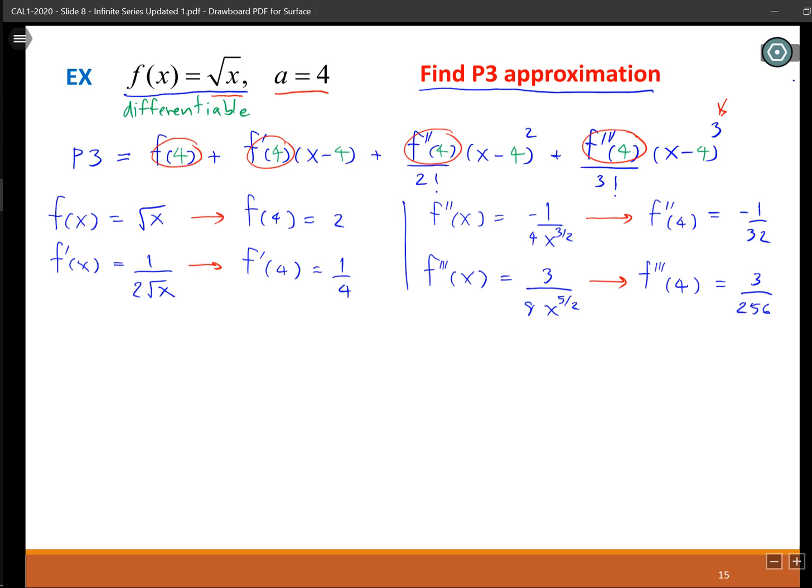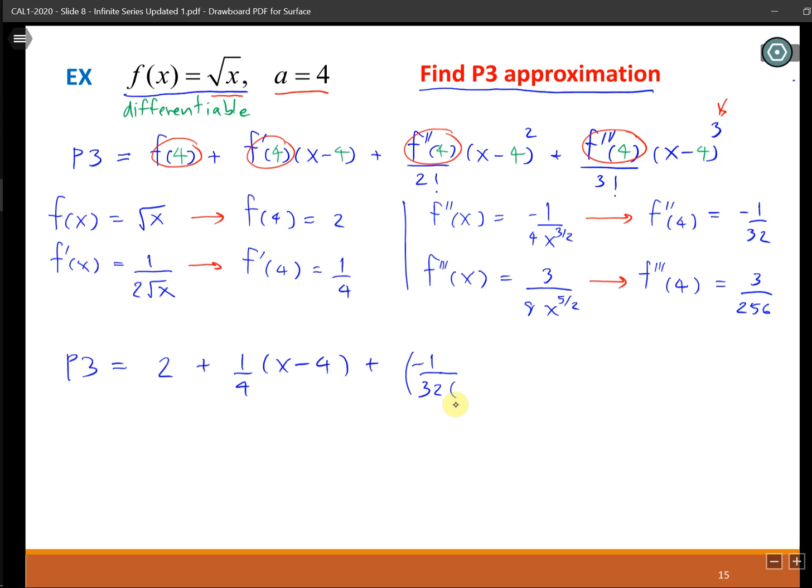All right, so we have all these numbers, and the only thing that we need to do right now is to put them into the formula that we have. So P3 up there would be here again, and the first term is f of 4, and that would be 2. Next, f prime at 4, that's 1 over 4, times x minus 4. Next, we have this f double prime, and that would be minus 1 over 32.